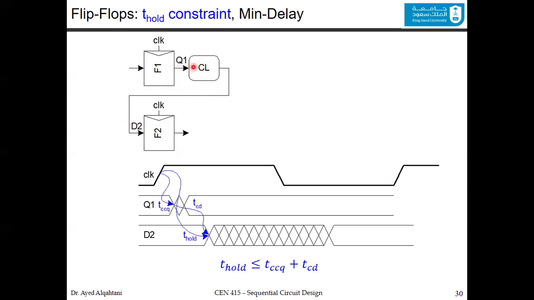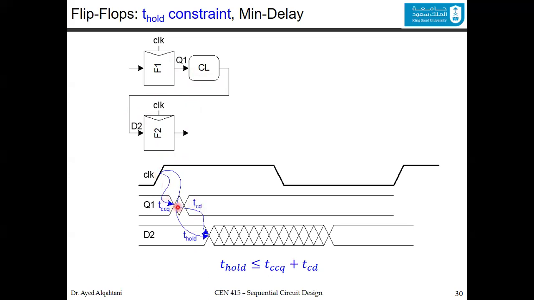We should consider the fastest possible time that you can come through this path. This is why we consider the contamination delay. So we need to make sure that the hold time is less than or equal to the passing time. And the passing time here is the contamination clock to Q. Notice that we are considering the contamination time. The contamination clock to Q plus the contamination delay through the combinational logic, which is this time, T_CD.